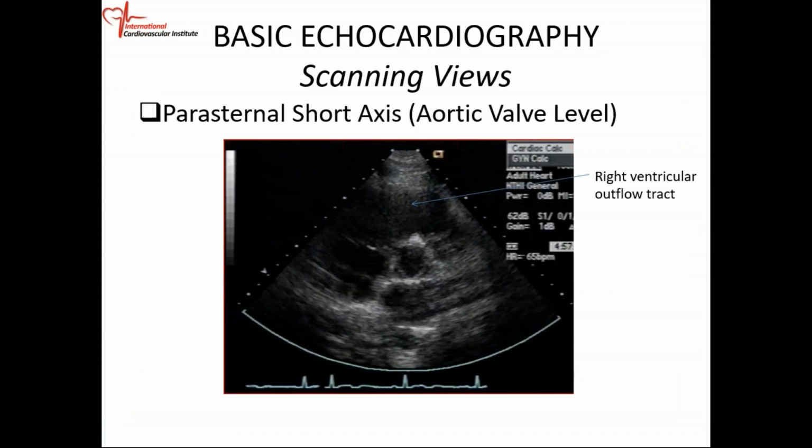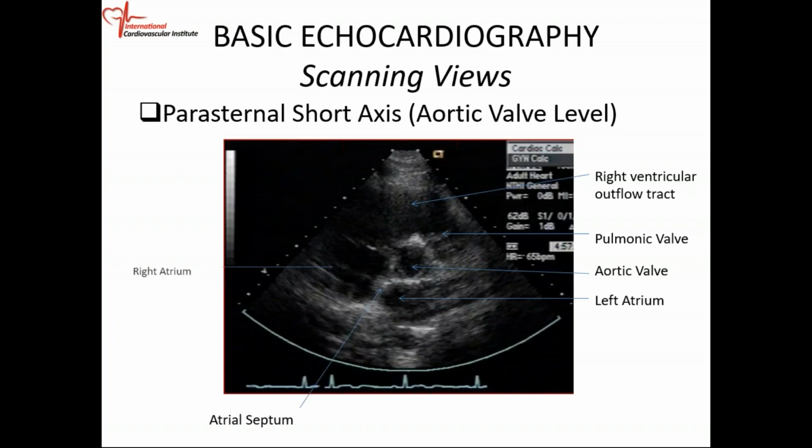Okay, and you should be able to label the structures in the short axis at the level of the aorta. This is your right ventricular outflow tract. Your pulmonary valve is right there. The aortic valve is open. That's your left atrium, atrial septum. That's your right atrium, your tricuspid valve. This is the septal leaflet right here. The anterior leaflet is right there.